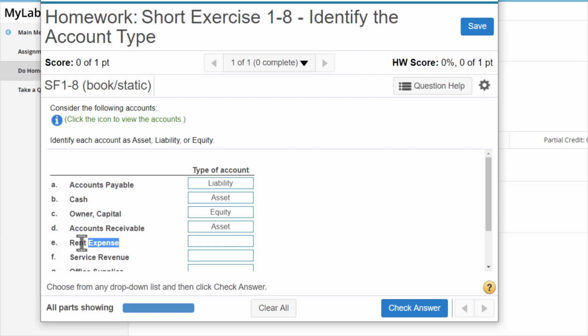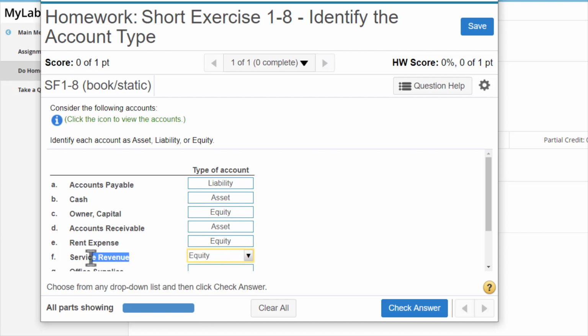Does it make equity go up or go down? It makes equity go down. But that's beyond this homework exercise. So it affects equity. And I already gave you the answer to this one. Service revenue. It's not an asset, it's not a liability, but it affects equity. And how does revenue affect equity? It makes equity go up.